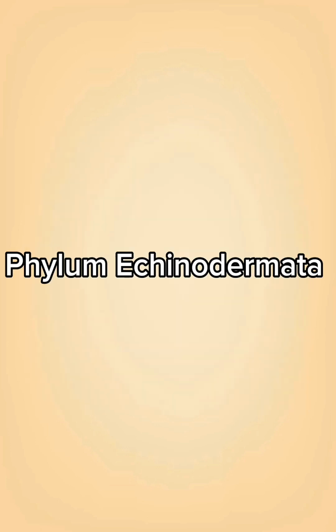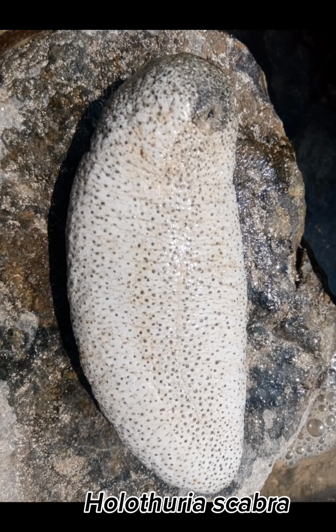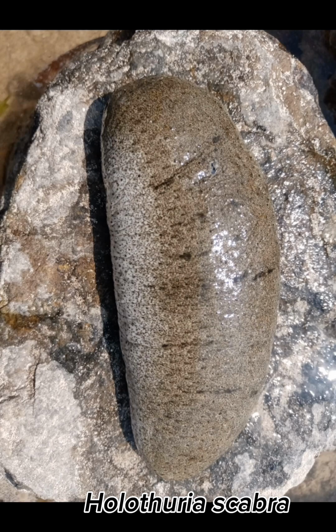For the fourth phylum, we have phylum Echinodermata with 3 representative species: Holothuria scabra, Echinarachnius parma, and Diadema antillarum. Let's talk first about Holothuria scabra. For its distinguishing features, it has a stout cylindrical body with a slightly flattened ventral side. Its body color varies from grayish to brown, sometimes with mottled or speckled pattern.